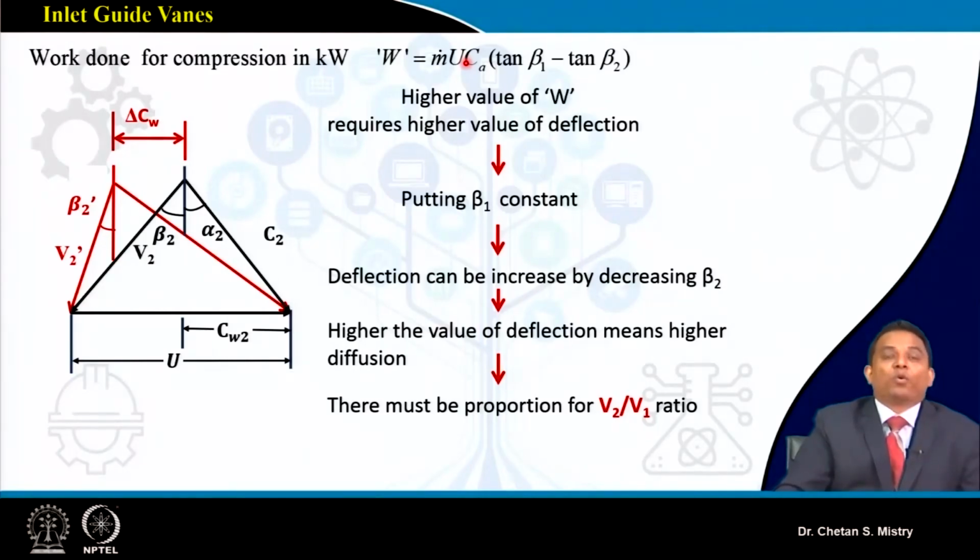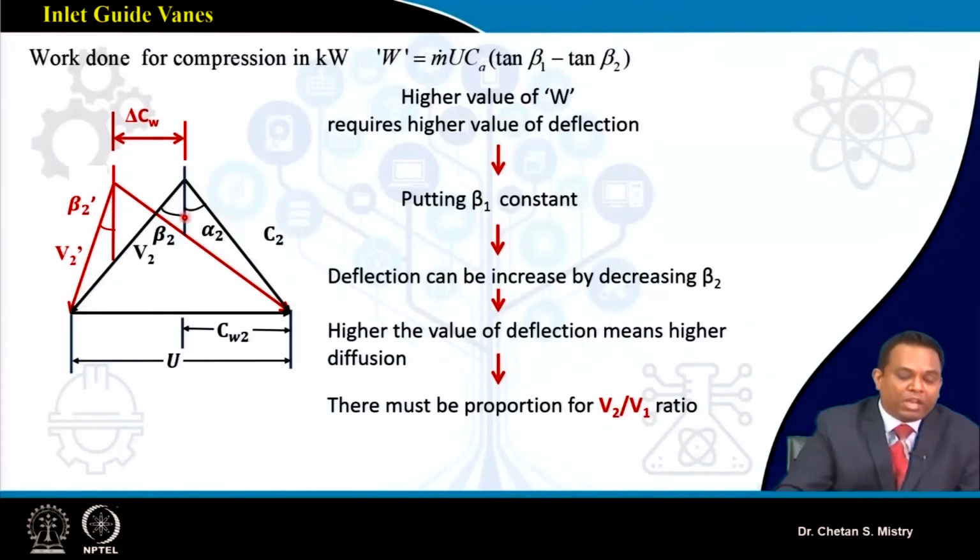Now the work I am correlating with my compression ratio. If that is your case, and my beta 1 I am assuming to be constant, that means it is a function correlating my axial velocity and peripheral speed. I am putting my beta 1 to be constant. What it says is, in order to achieve high work, you need to decrease your beta 2.